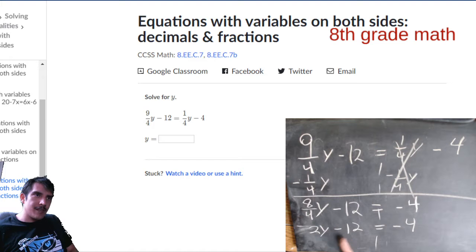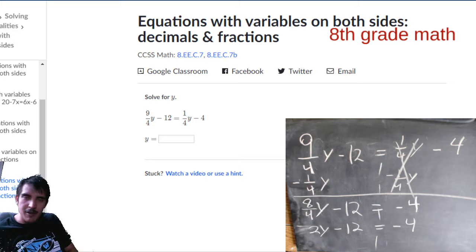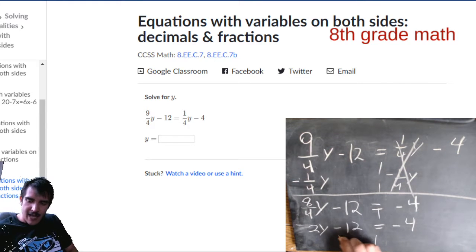How do I get rid of this? I want to isolate y, so I've got to get rid of this 2 coefficient and this minus 12 constant. Again, as always, get rid of the constant first. So get rid of minus 12 by doing what? By adding 12.